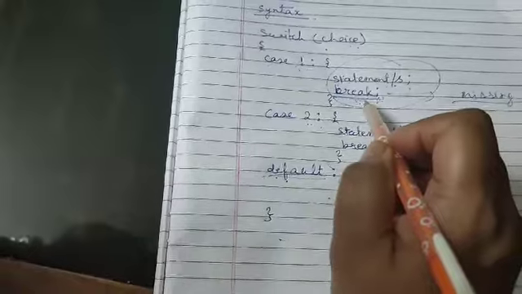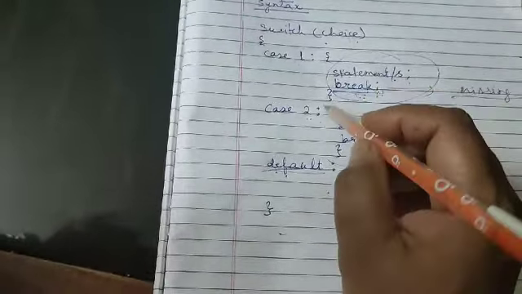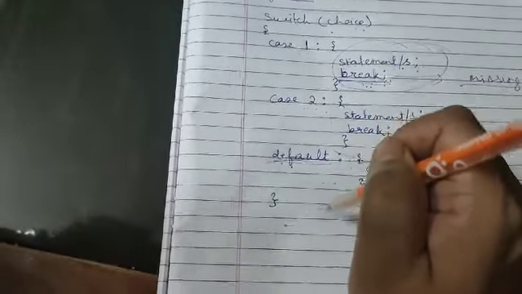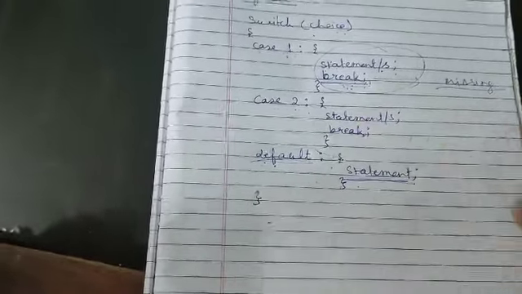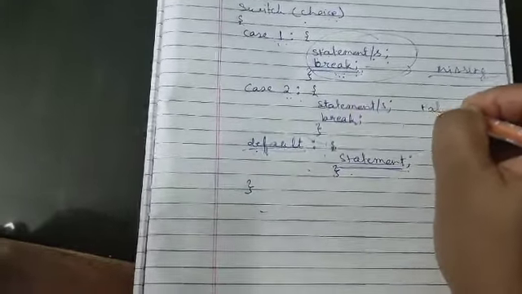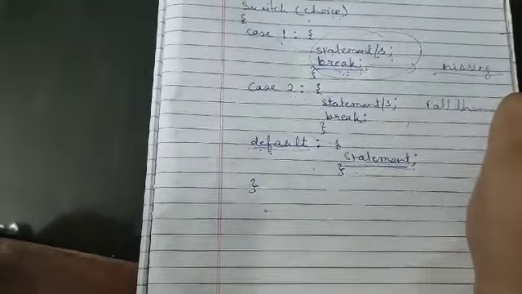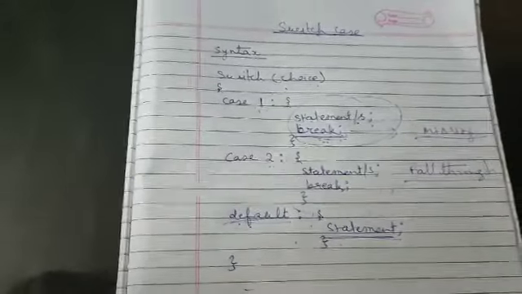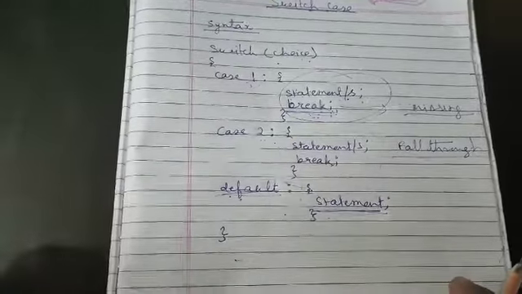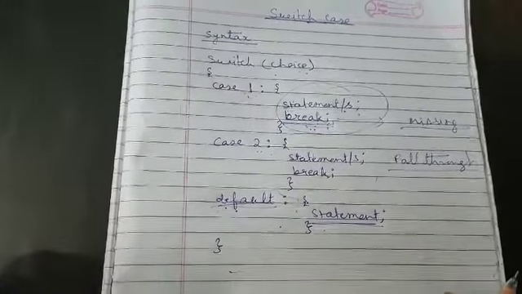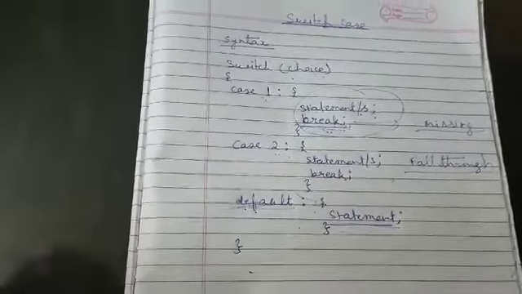If anywhere the break statement is missing, then it is going to continue with the other cases present after that until the break statement is reached, and this process is known as the fall through process. Fall through in switch case means it is going to execute all the other cases until a break is reached. So this one is your switch case program, and now I am going to give you one simple program.